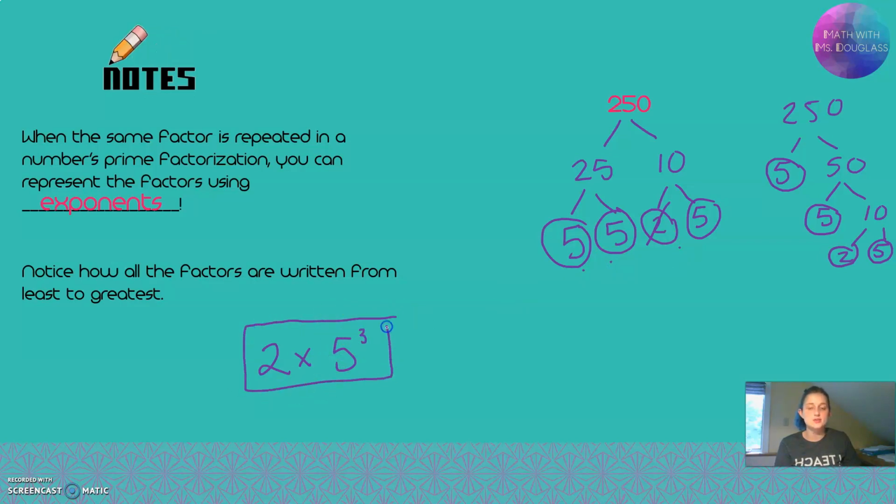That is my prime factorization, or if the problem doesn't say to write it in exponents, you could also write 2 times 5 times 5 times 5. That is also correct. And that's our prime factorization.